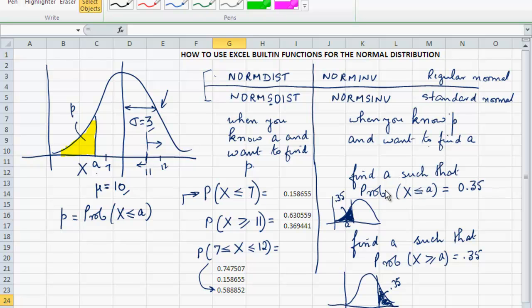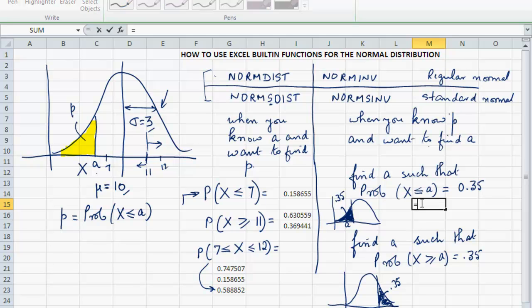So find an A such that the probability of x less than or equal to A is equal to 0.35. So I'm being told that I want to find a position on the x-axis A such that the area to the left of A is 0.35. When you know the probability and you want to find the location on the x-axis, you use the inverse function.